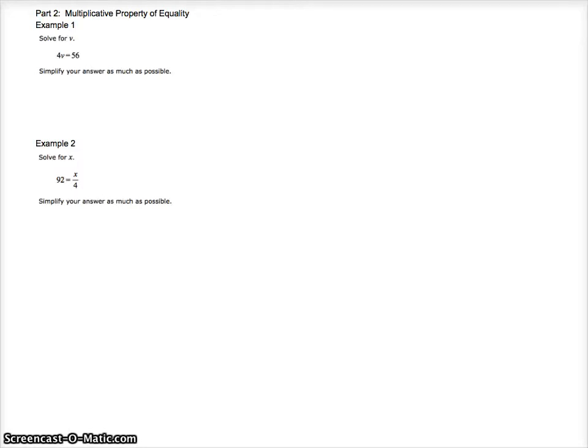Hello, welcome to the multiplicative property of equality. The multiplicative property of equality simply means we can multiply or divide on both sides of an equation. This helps us identify the fact that we need to keep our equations balanced.